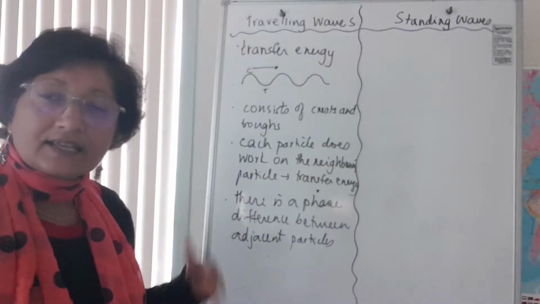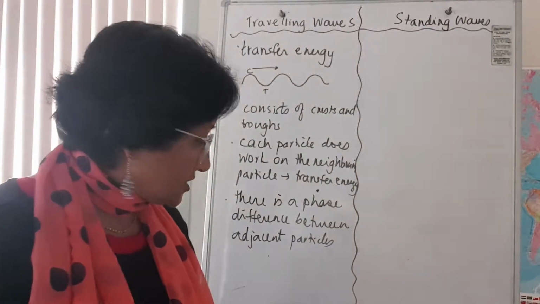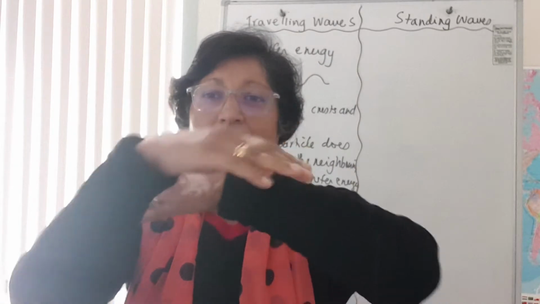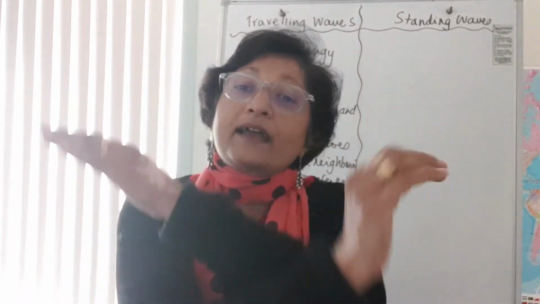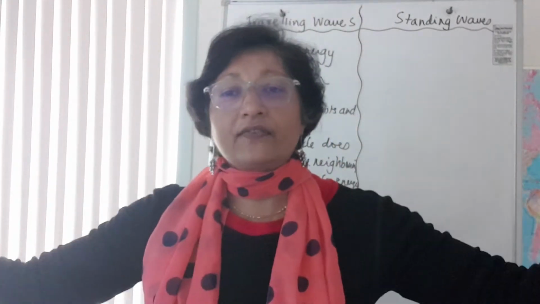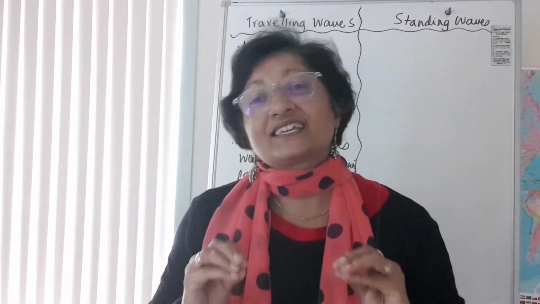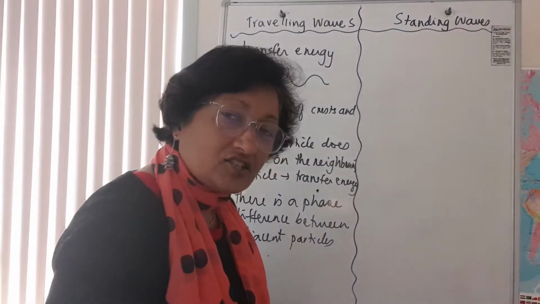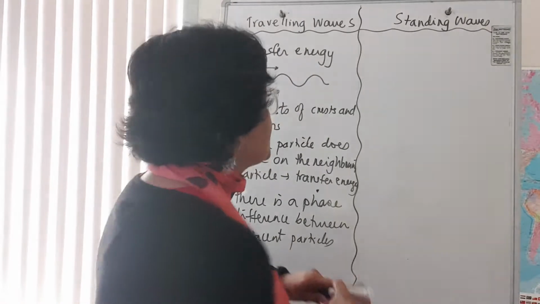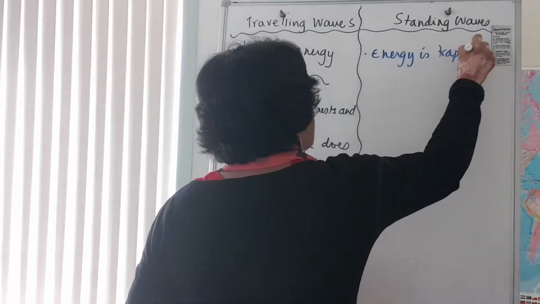Now, as opposed to that, let us look at standing waves. A standing wave is formed when you have two traveling waves coming in opposite directions and occupying the same position at the same time. And so the resultant wave seems to not go anywhere, it's just standing there. Instead of transferring energy from one end to the other, the energy is coming from two different directions. And so all the energy is contained in a standing wave. Energy is trapped in the wave.